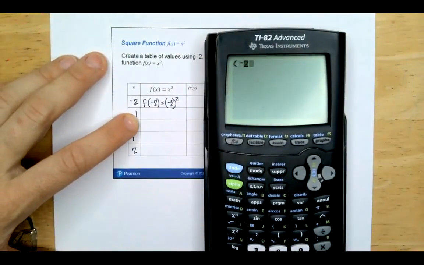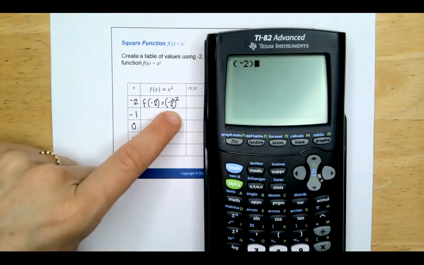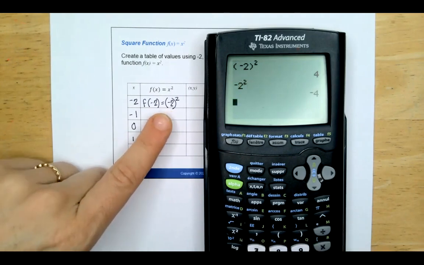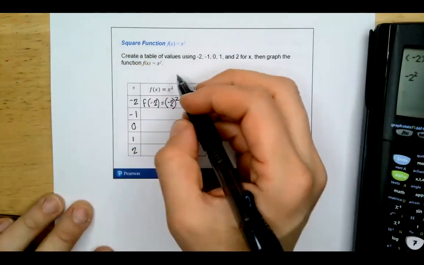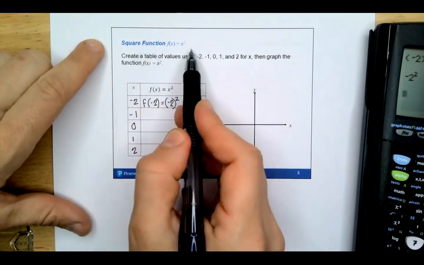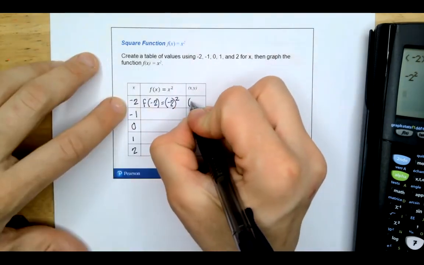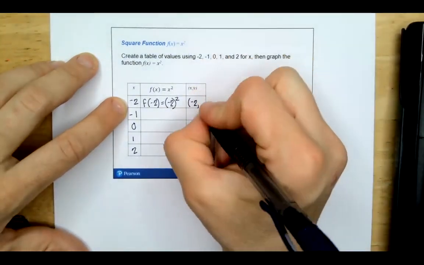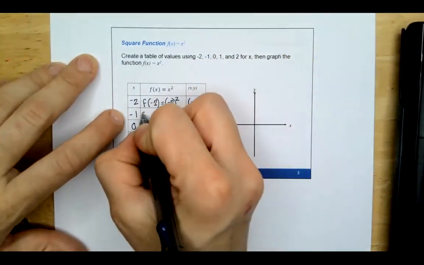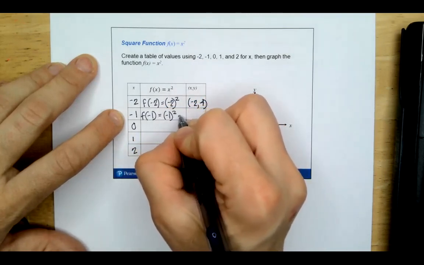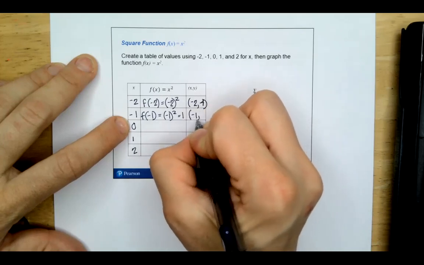Remember to use your parentheses. The -2 squared needs to have parentheses around it. That's going to give you the wrong answer if you don't use parentheses. Okay, always use parentheses. So f of -2, when we're talking about the square function, x is -2, but y is, we saw, 4. Okay, f of -1 is (-1) squared, which is 1. So that's going to be the point -1, 1.